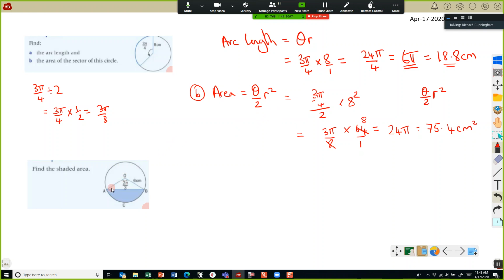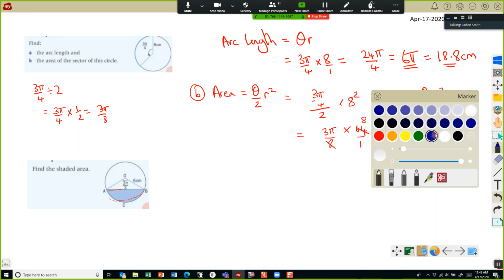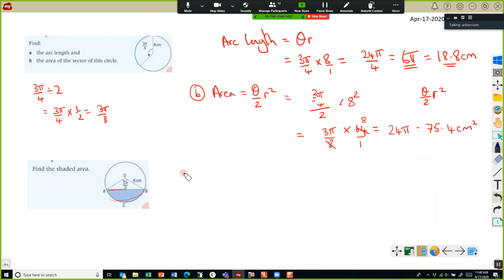All right, what about this one? If I want to find the shaded area, thoughts on how I'm going to do this? Yep, that's good, area of the sector, so let's just quickly do it. And then minus what, Ari? Yep. Right, okay, so there's our area of our sector.